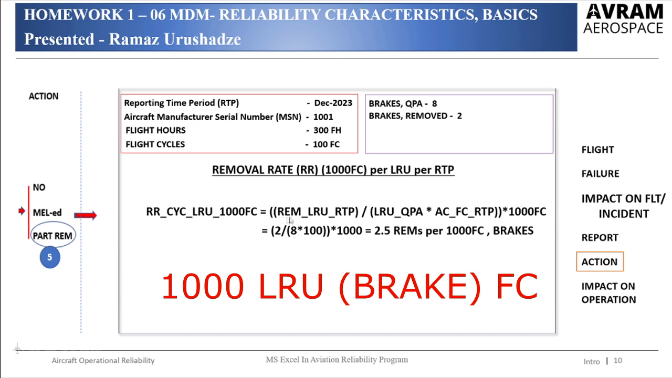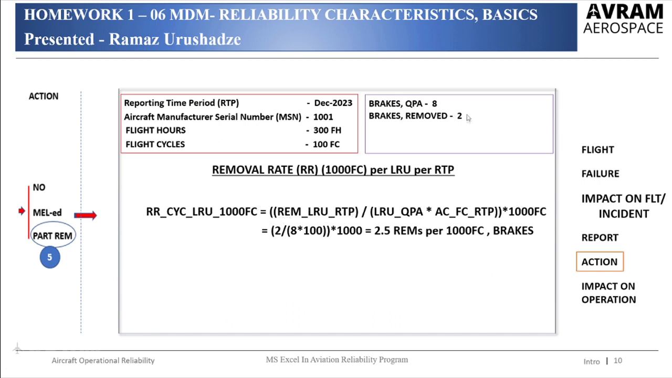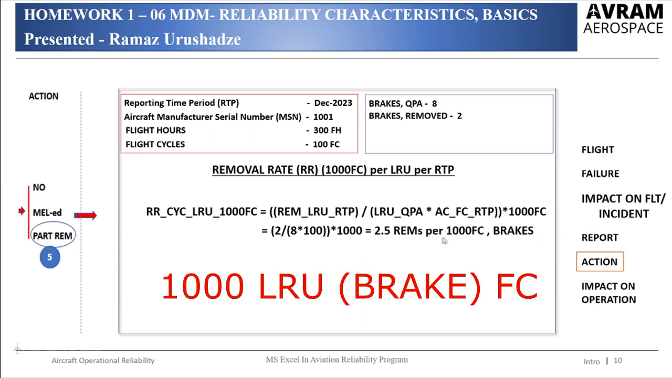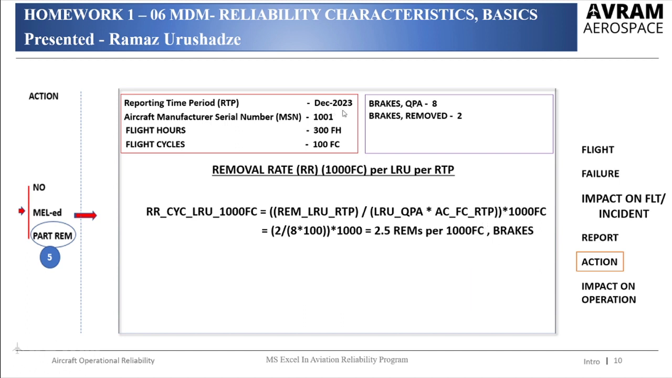As a result, in numerator we have 2, because we removed 2 brakes. Denominator we have 8 by 100. 8 is QPA, 100 is flight cycles. And all these multiply 1000 flight cycles, standardization number. It gives us 2.5 removals per 1000 flight cycles for brakes in December 2023.